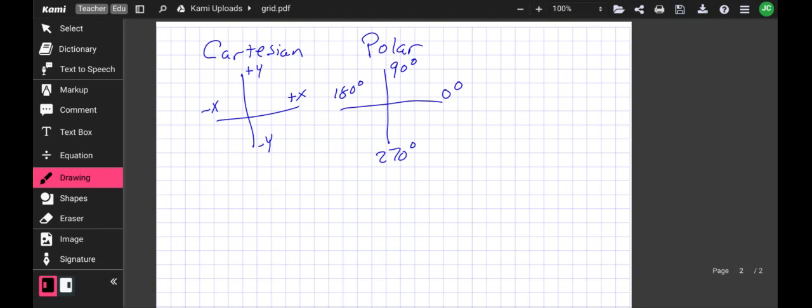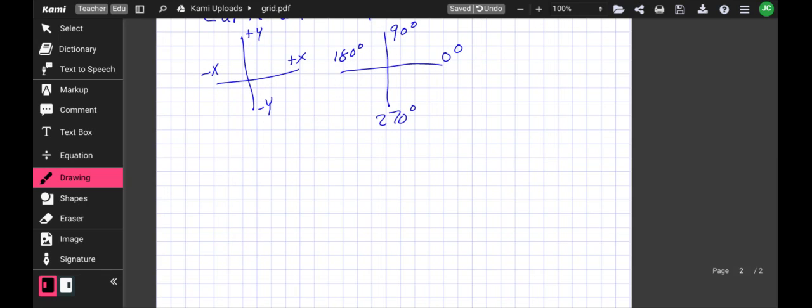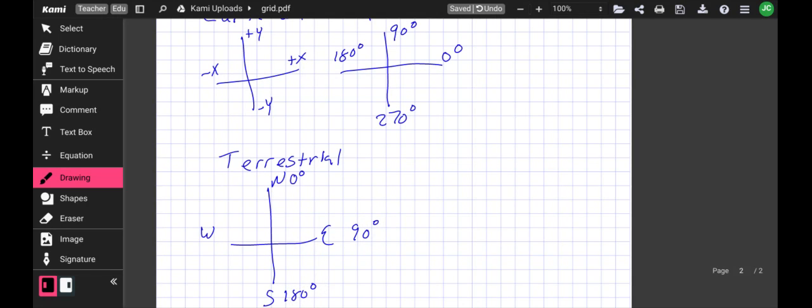But there are two other coordinate systems that we need to become familiar with. They are the terrestrial coordinate system. The terrestrial coordinate system is a coordinate system that is based on north, south, east, and west, with north as 0 degrees, east as 90 degrees, south is 180 degrees, and west is 270 degrees.